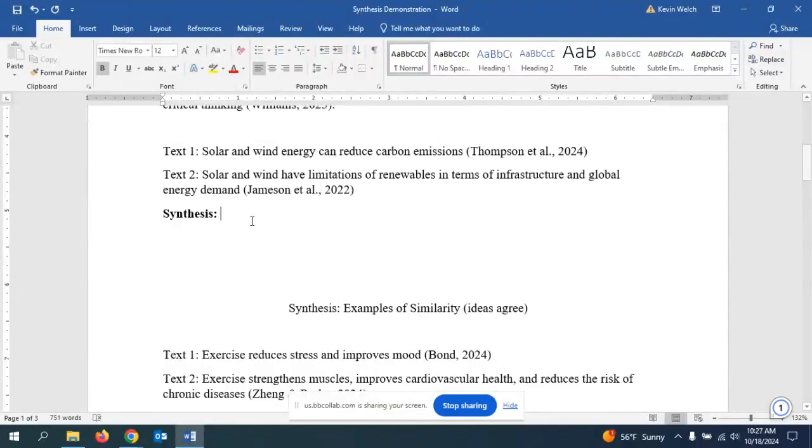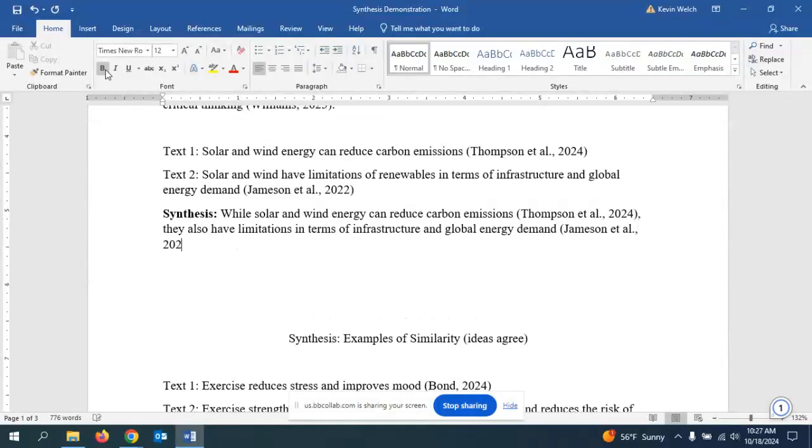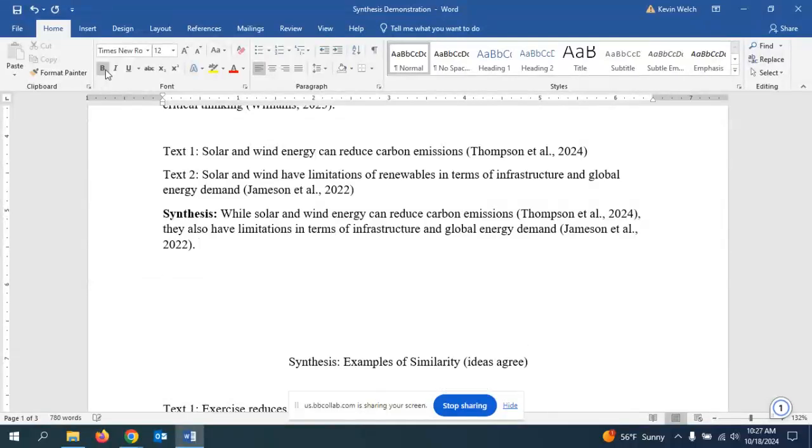I could say something like, while solar and wind energy can reduce carbon emissions, and I'm going to give credit to the person who said that, they also have limitations in terms of infrastructure and global energy demand. And I'm going to give that person credit. Boom.